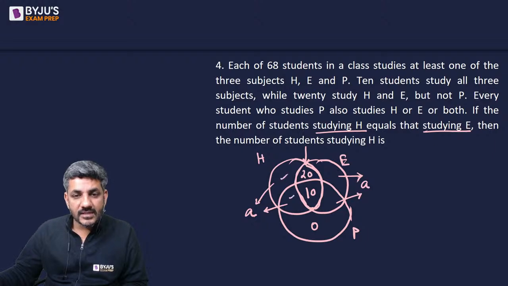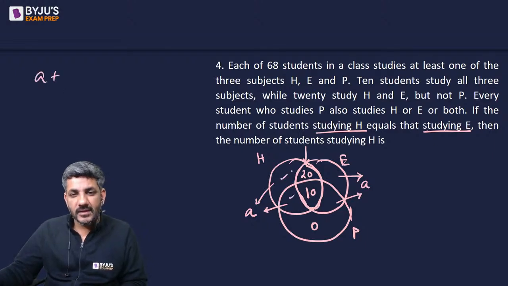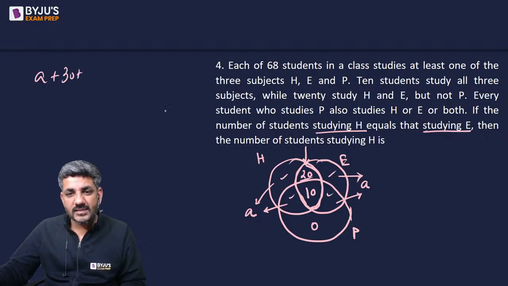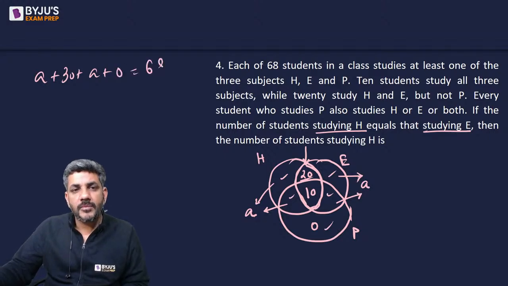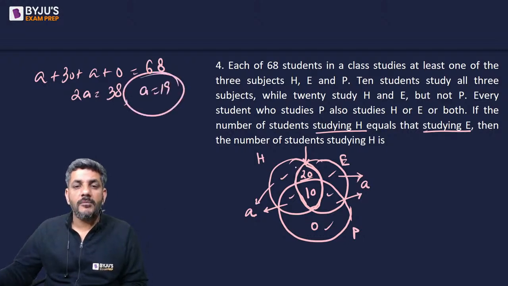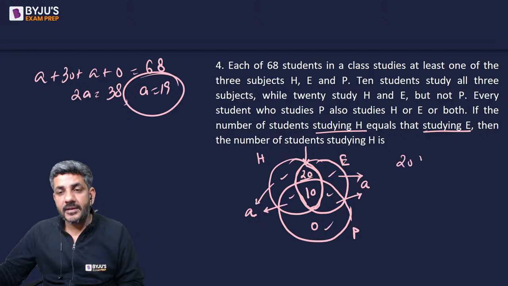There are A students in these two areas, plus there are 30 students in between, plus there are A students in these two areas, plus 0 students here. This whole should be equal to 68, which gives me 2A is 38 or A is 19. And if A is 19, how many students study H? 20 plus 10 plus A, that is 19.